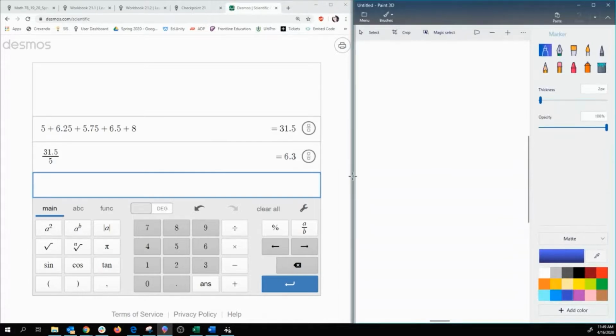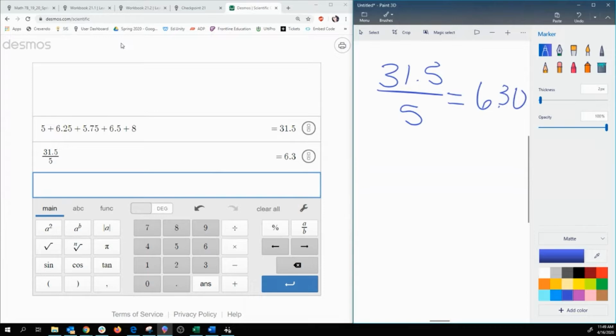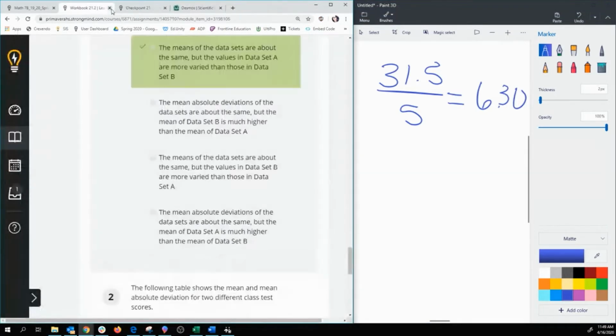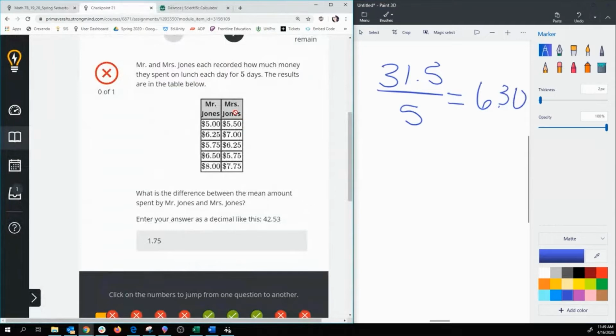So we had 31.5 for Mr. Jones, and we divided it by 5. So he spent an average of $6.30 each day for lunch. Okay. Well, now let's look at Mrs. Jones. For Mrs. Jones, to figure out how much on average she spent, I would add up all the numbers here and then divide it by 5 again.